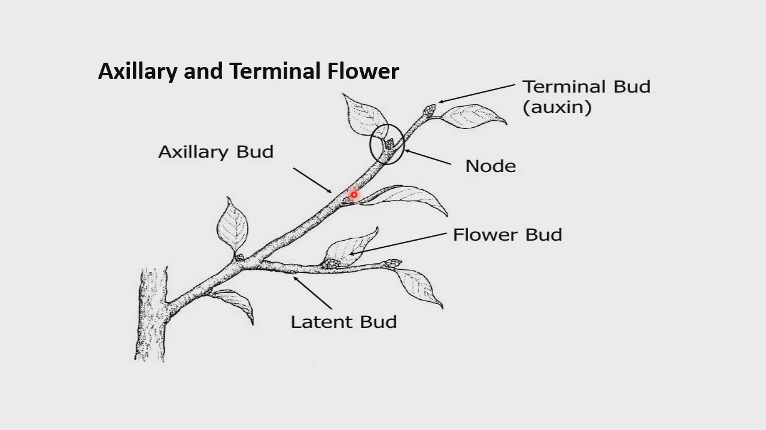While the terminal flowers are the ones that are born at the end of the stem or branches. When you look at the terminal end of a stem or branch, any flower that comes at this particular point, at the terminal edge or the terminal bud, we say that it is a terminal flower. At the tip of the bud, that is the terminal flower.